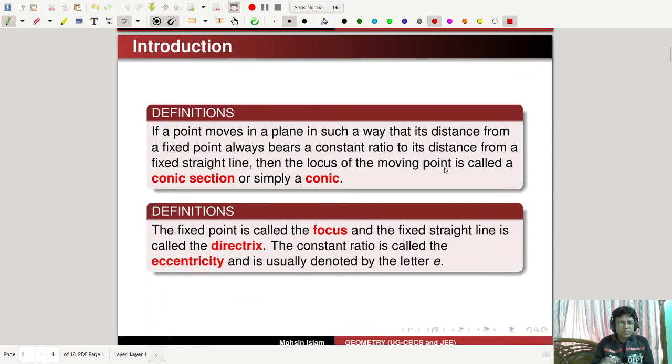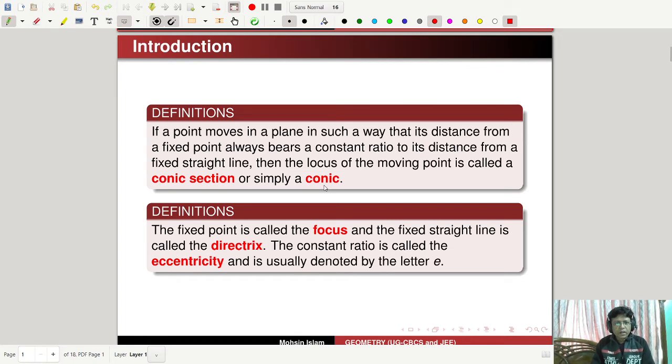So let us first give you the definition of the conic. If a point moves in a plane in such a way that its distance from a fixed point always bears a constant ratio to its distance from a fixed straight line, then the locus of the moving point is called the conic section or simply a conic.